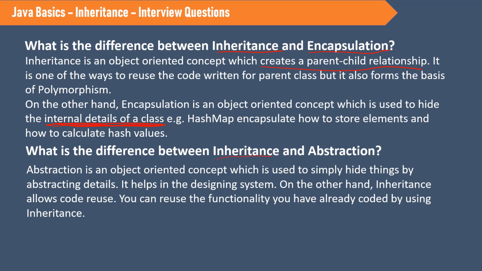What is the difference between inheritance and abstraction? Abstraction, we have seen it in the previous videos. Abstraction is hiding the implementation details and showing only the useful functionality to the user. Inheritance is acquiring the properties and functionality of one class in another class. So abstraction is an object-oriented concept which is used to simply hide things by abstracting details. It helps in designing the system. Inheritance allows code reuse. You can reuse the functionality you have already coded by using inheritance.